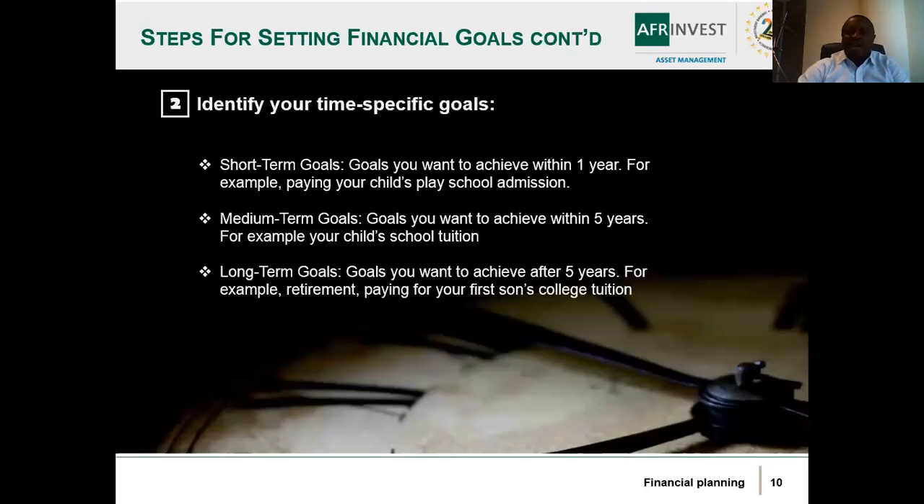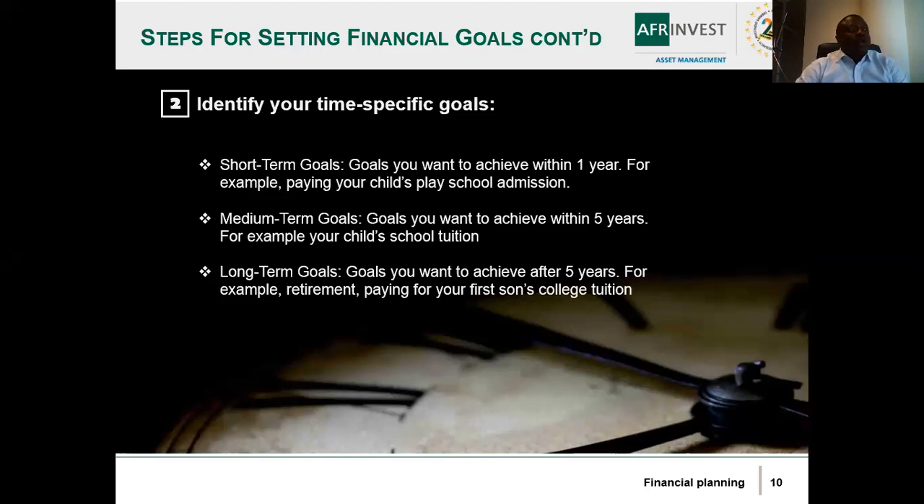Second, you need to identify your time-specific goals. Like I said earlier, in identifying your financial goals, you need to put them down in various forms. In the course of this presentation, we are going to look at how you can put your investment goals in a short-term instrument. Your goals can be short-term. What that means is that you should be able to achieve such goals in the next 1 year. Then you have medium-term goals also.